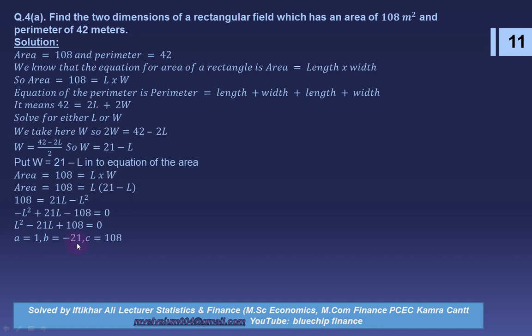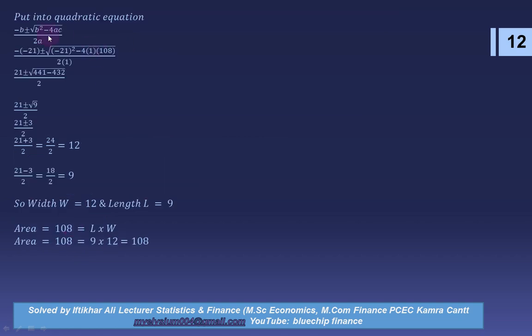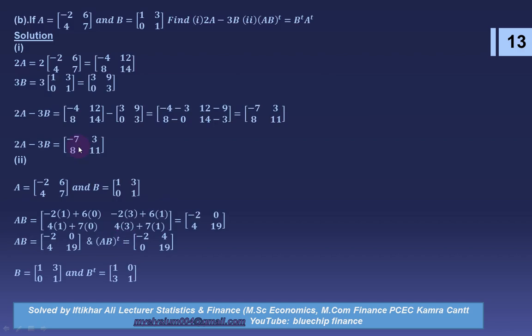So a constant represents C. So A will be 1, B equals minus 21, and C will be equal to 108. After putting these values into the quadratic equation, we have two answers, 12 and 9. So the first one represents the width and the second one represents the length. After putting the values into the equation, you can prove that 9 multiplied by 12 equals 108.